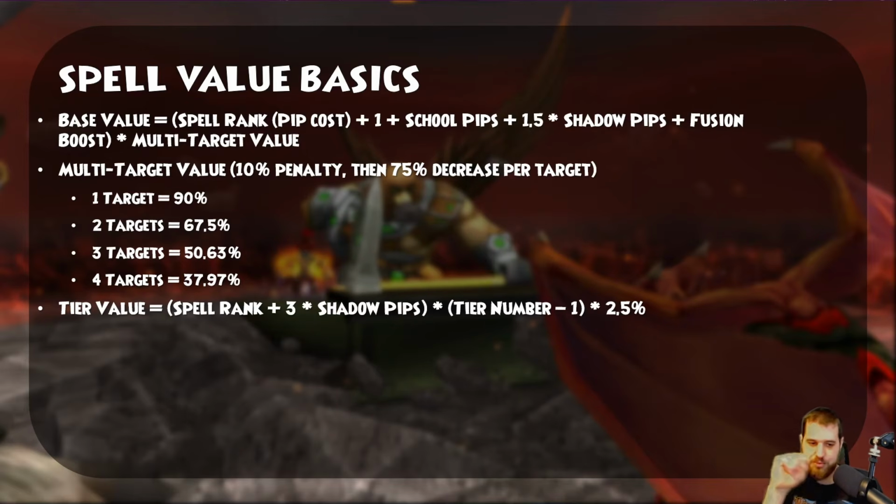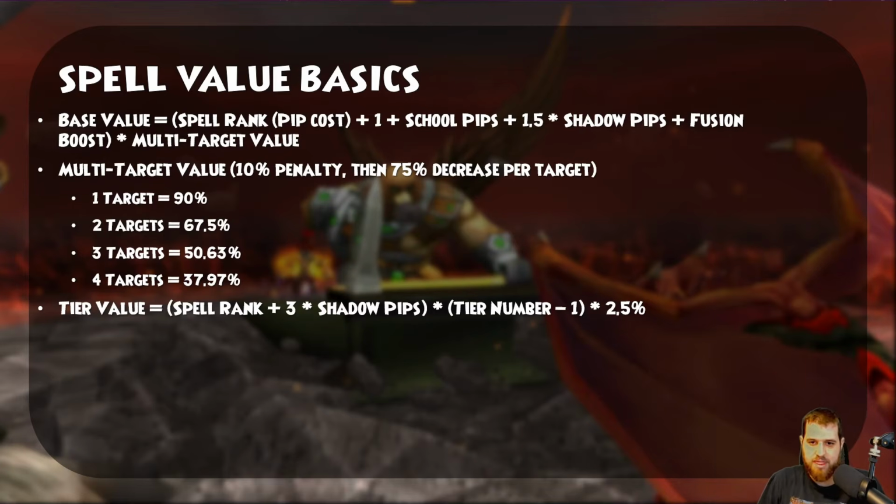Tier value. Tier meaning spell writing tiers, it is going to be spell rank plus 3 times the shadow pips, which means you're getting extra value for shadow pips. And then you multiply times the tier number minus 1, which is why there's no bonus for tier 1. And then multiplied by 2.5. So basically all of this is to say tier 2 gives you 2.5% extra. Tier 3 gives you 5% extra. So all the way from tier 1 to tier 5 is a total of 10% value difference.